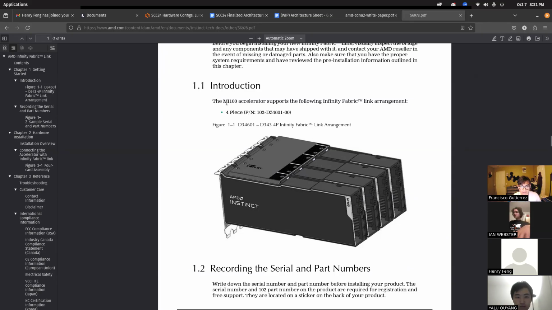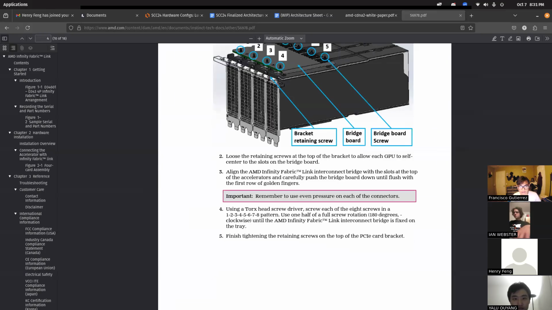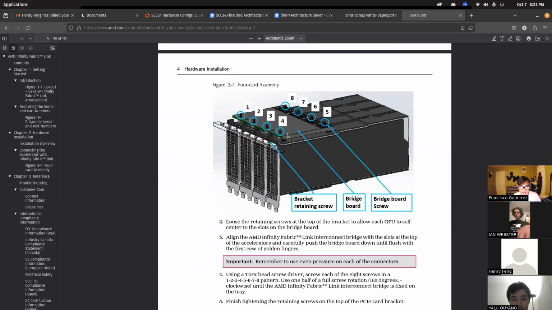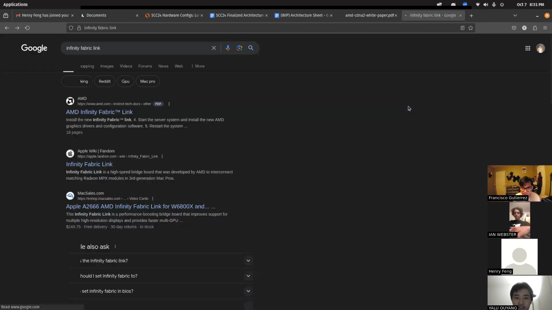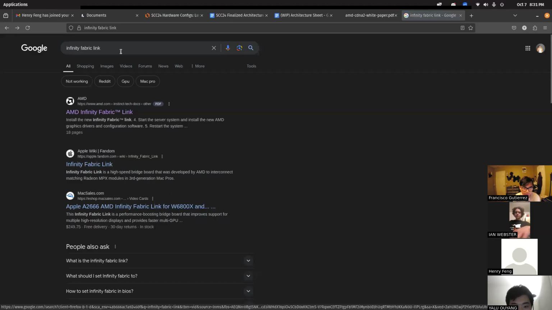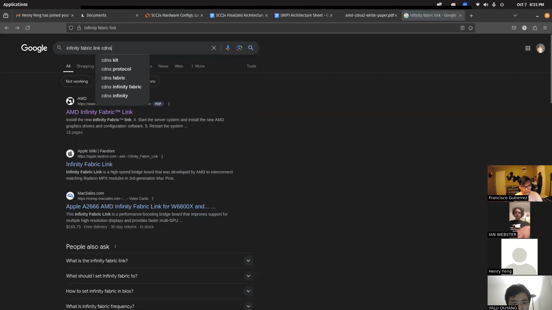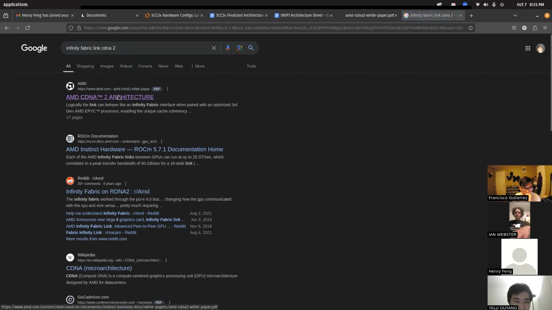Oh wait, this is the MI1000. Yes, they have Infinity Fabric link. I put a screenshot. Okay, let me see this. Oh, this is different though, because this is linking them by two, which is exactly what I'm looking for. I'll put that there. But in any case, there's the AMD EPYC in there, which I assume refers to the CPU we have.